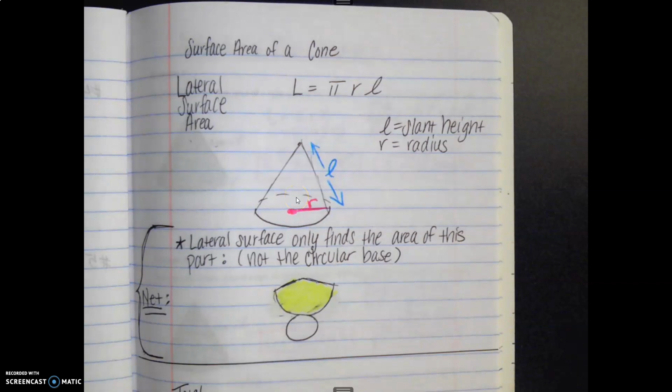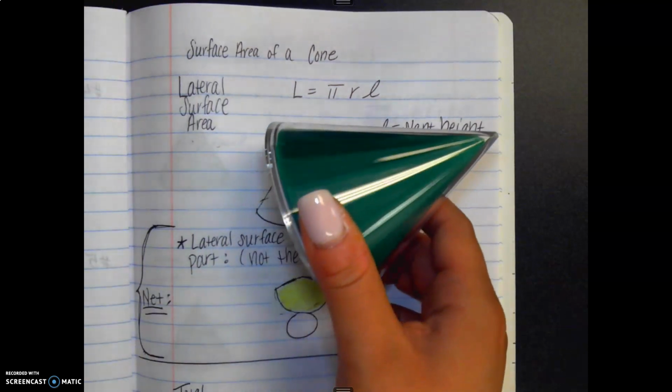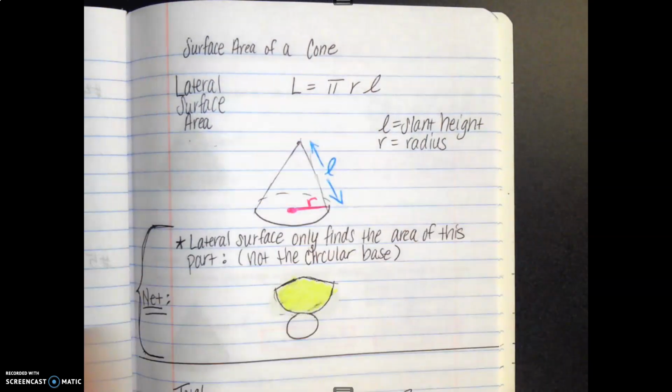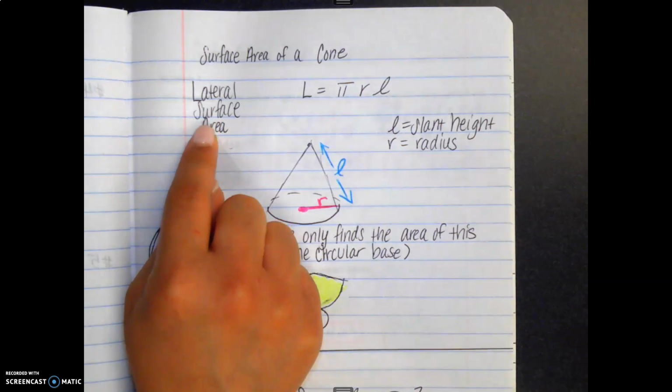Hey everybody, today we are talking about the surface area of a cone. We should all know what a cone looks like, but here's the three-dimensional form of it. So there are two formulas that you are going to learn today. One is called lateral surface area.